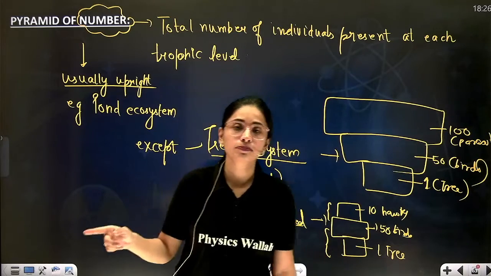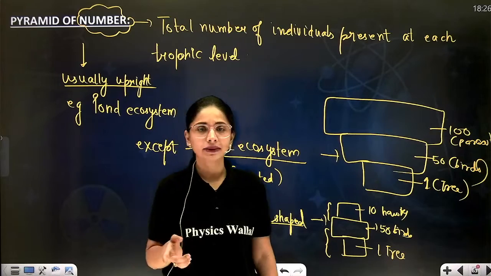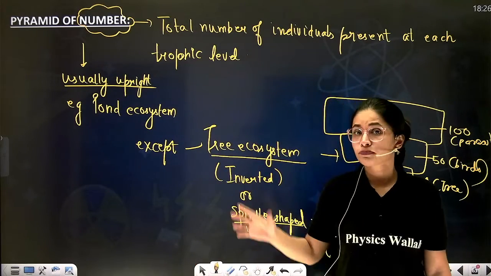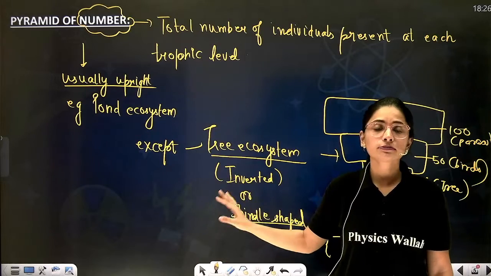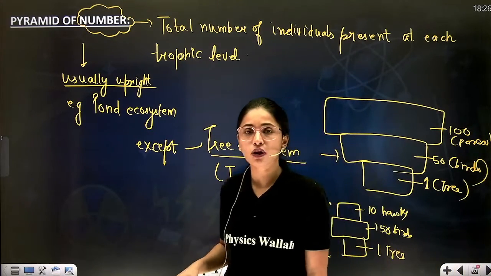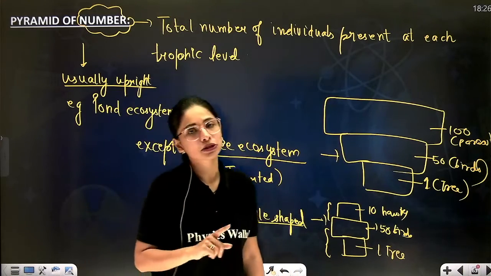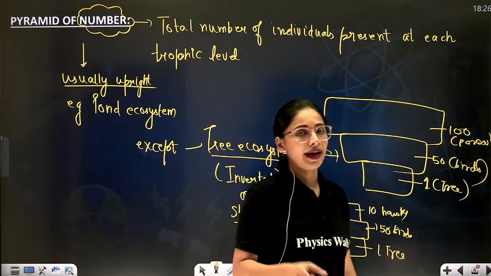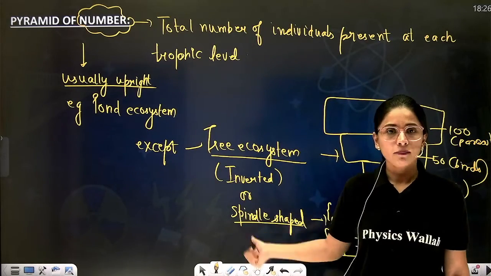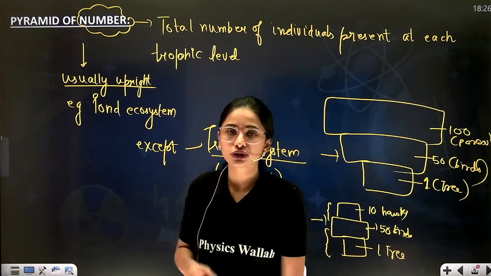Then second is the pyramid of biomass. Pyramid of biomass is also usually upright, but yes, exception prevails, like the pyramid of the pond ecosystem. Third is the pyramid of number, where the number of individuals occupying each trophic level is studied. Usually upright, the exception is the tree ecosystem, where it can be either inverted or spindle shaped. Both the conditions over here are explained. I hope you have understood.